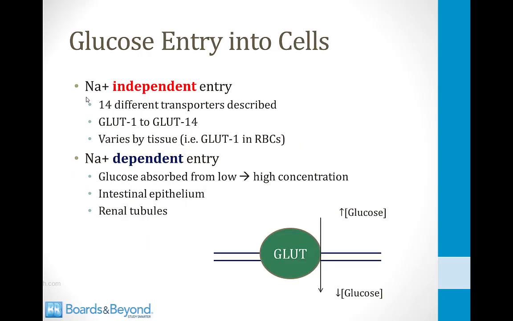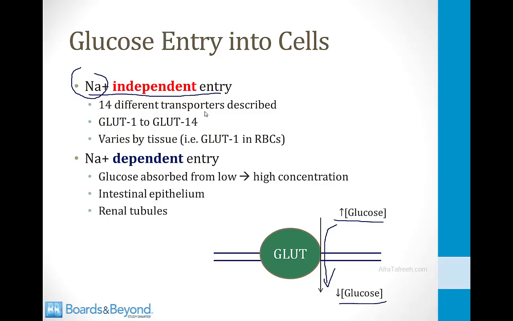There are two general ways by which glucose enters cells in the body for metabolism. The way that the vast majority of cells take up glucose is through sodium-independent entry. This is a type of entry that does not require sodium cotransport. I've drawn a picture of it at the bottom of the screen. There's a high level of glucose outside the cell, a low level inside, and there is a transporter that pulls in glucose down its concentration gradient.